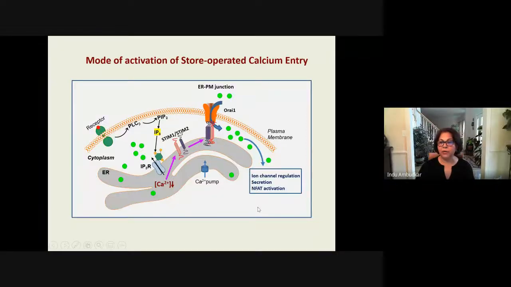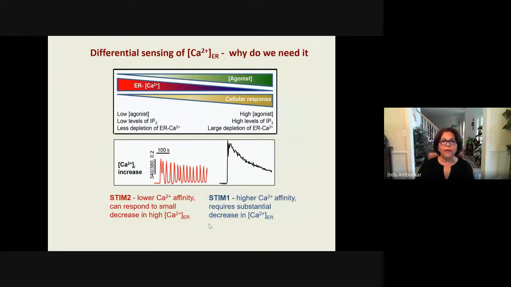That can lead to regulation of a number of downstream cellular functions, such as ion channel regulation, secretion, and NFAT activation. And a lot of people in this audience have been working on these mechanisms for many years now. So why did we get interested in this project?